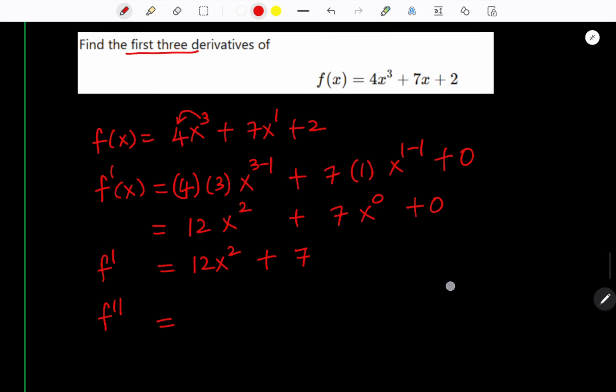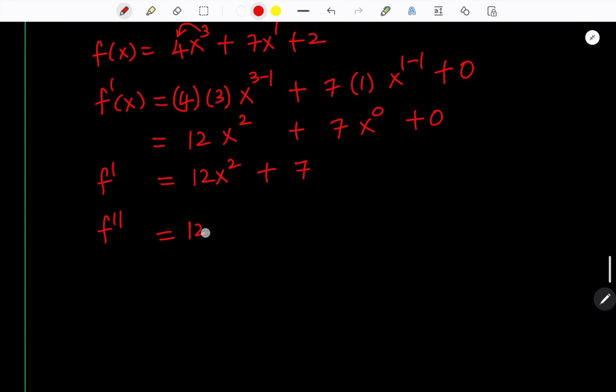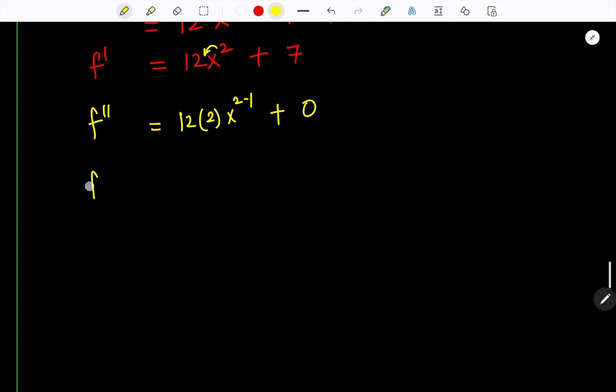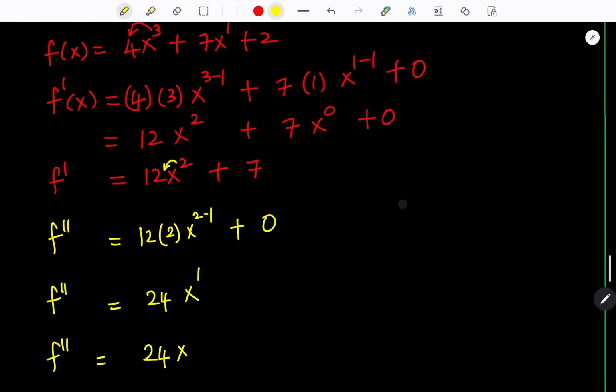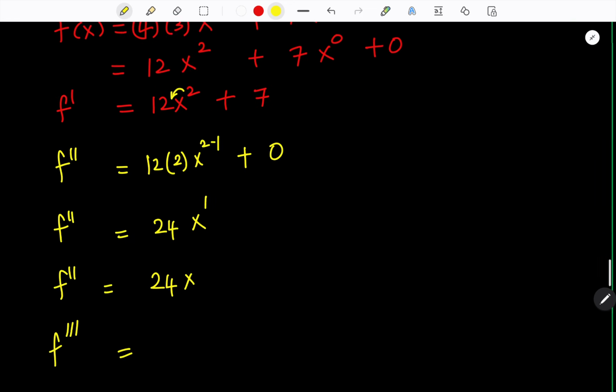What is your second derivative? 12 here. I'll change the color. F second derivative, f double dash, is equal to 12 is here, 2 comes down, x to the power of 2 minus 1, plus the derivative of a number is 0. So f double dash is equal to 12 into 2, 24, x to the power of 2 minus 1 is what? 1. So f double dash is equal to 24x. What is your f triple dash? First 3 derivatives.